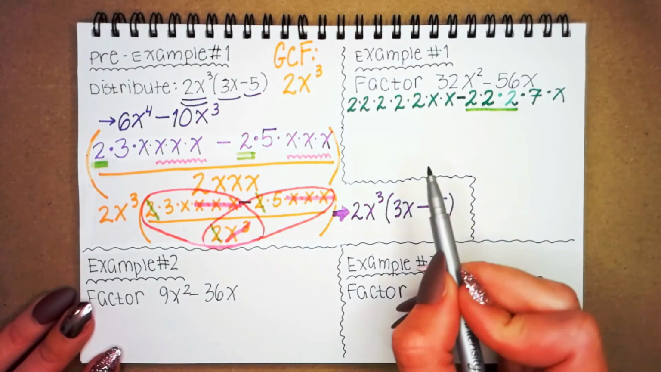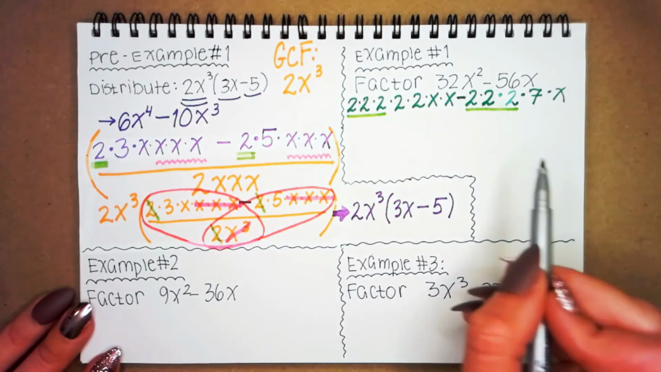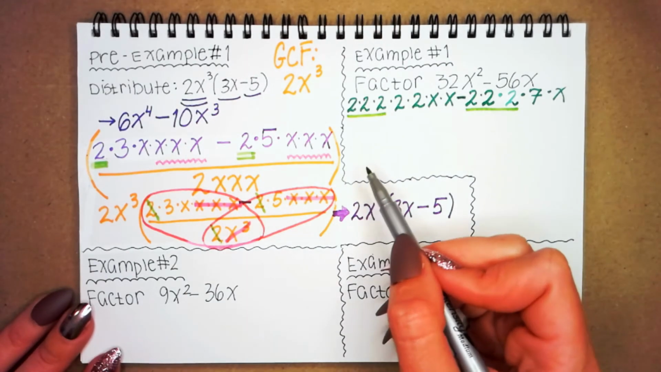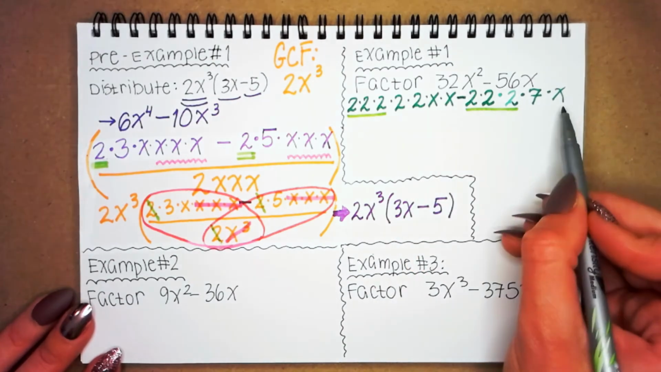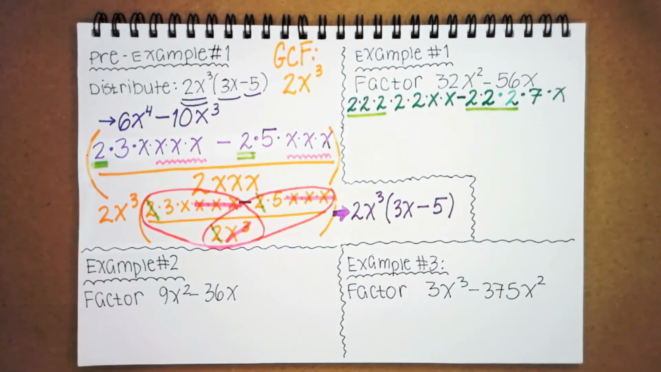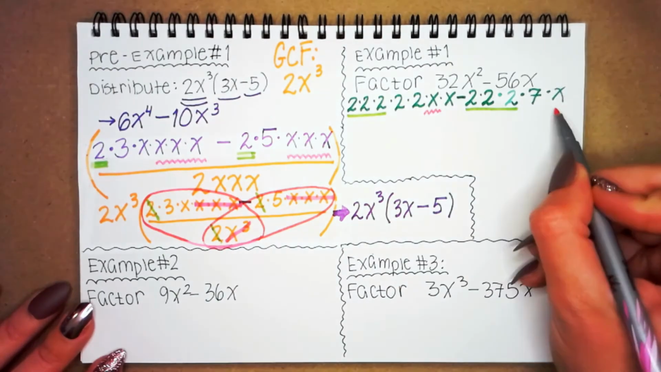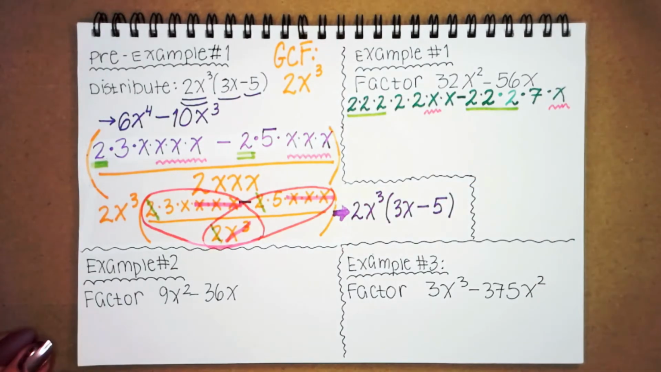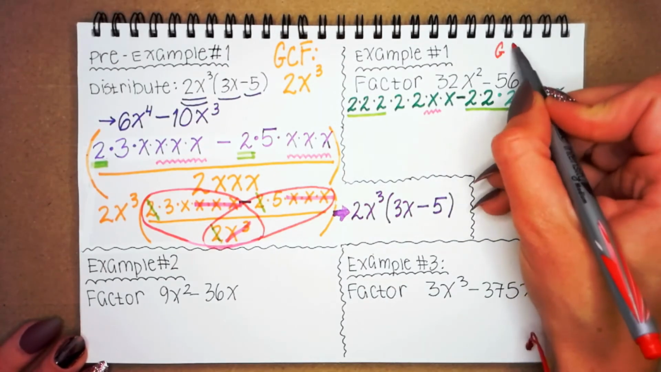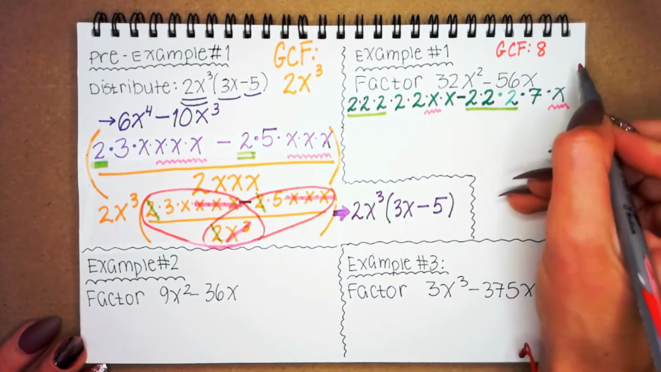Here this has 3 2's, 2 times 2 times 2, and this definitely has at least 3 2's, so that is part of my greatest common factor. There are 2 more 2's, no more 2's, 2 x's, 1 x, so that means that we can include an x in our greatest common factor. Here we have a 7, but we don't have one there. So what is our greatest common factor? In this example, our greatest common factor is 2 times 2 times 2, or 8x.